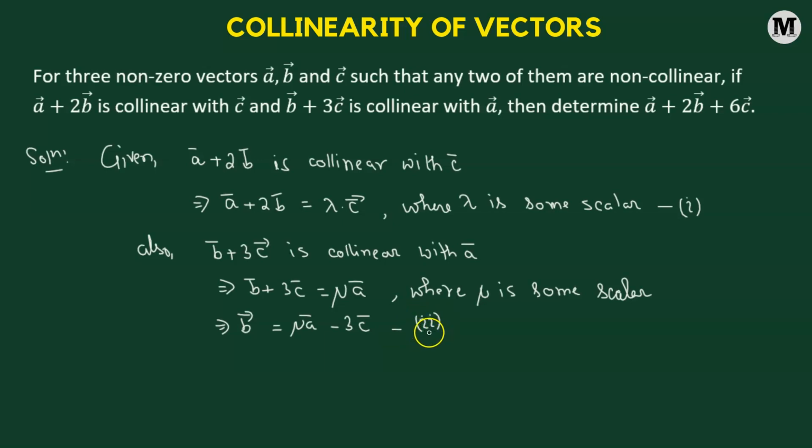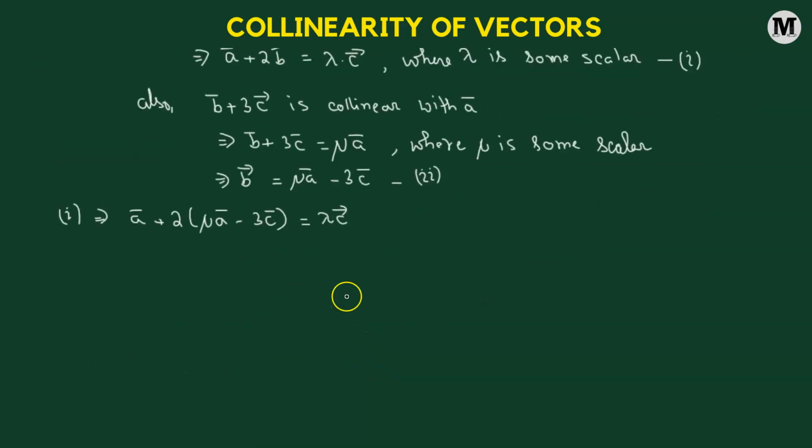Now what we'll do, we'll substitute 2 in 1 such that 1 now becomes, we have a vector plus 2 times b vector, but we can replace b vector with mu times a vector minus 3 times c vector. That will be equal to lambda times c vector. Fine. Now we will get a vector plus 2 times mu times a vector minus 6c vector minus lambda times c vector equals 0.